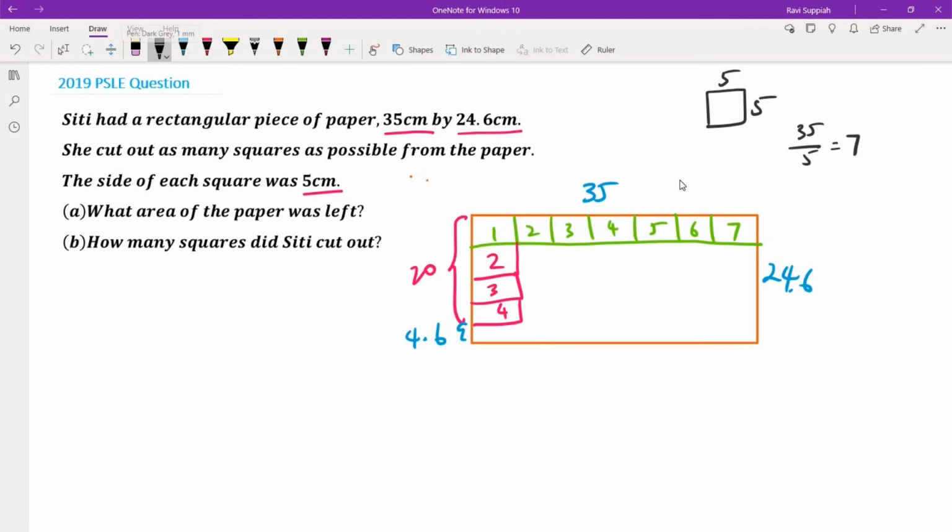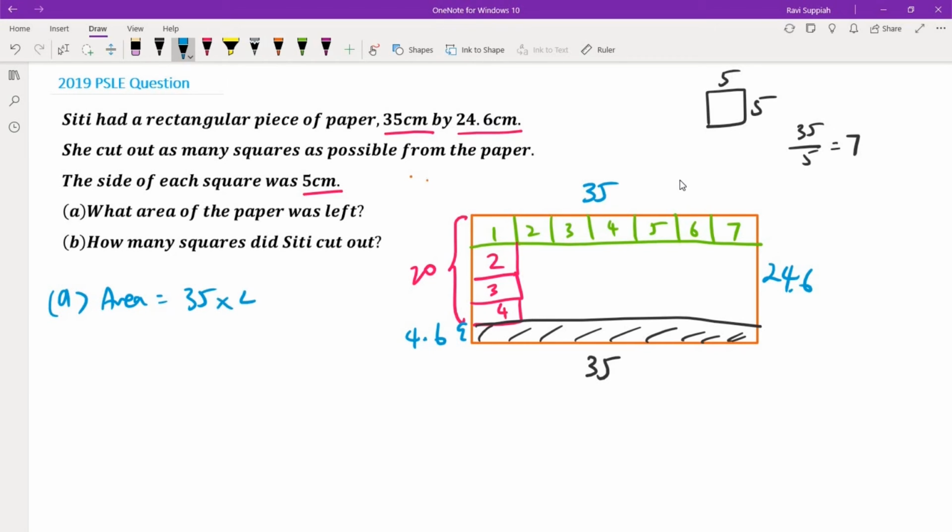So the total amount of paper that will be left is actually this section here. In this section, if you look at the breadth is 4.6 and the length is the entire length of the rectangle, which is 35. So for part A, the area of the paper that was left is actually 35 multiplied by 4.6, and that will give me 161 cm square.